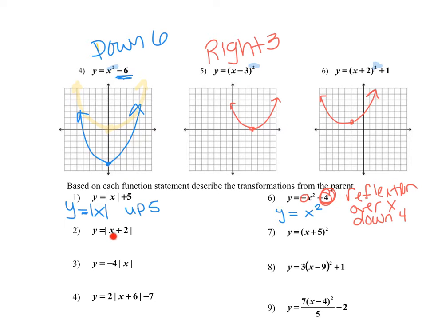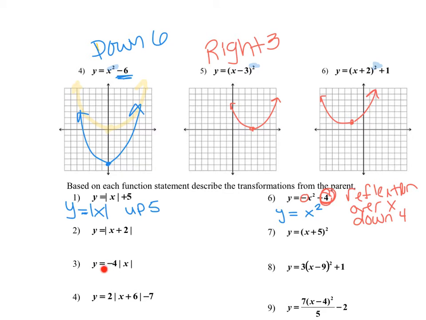This guy is on the inside. Its parent function is the absolute value, and because it's plus 2, it's going left 2 units. This guy here is on the inside of my parentheses again. Its parent function is x squared. It's the quadratic, and again, because it's plus 5 on the inside of the parentheses, it's going left 5 units.